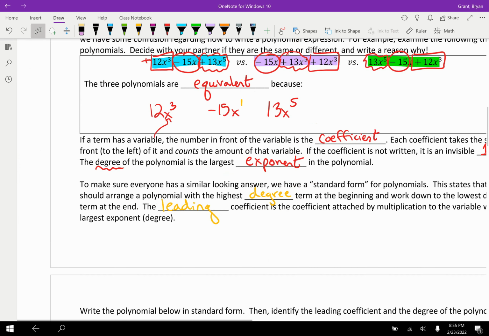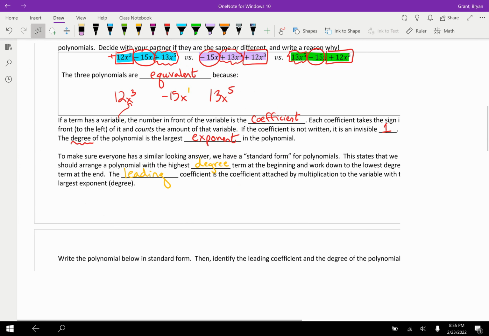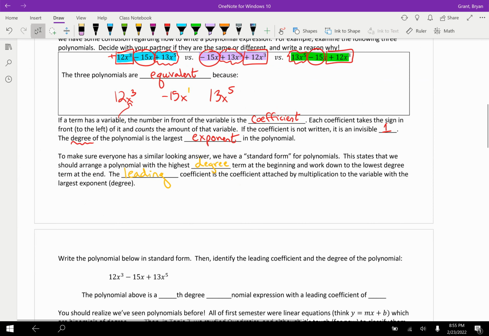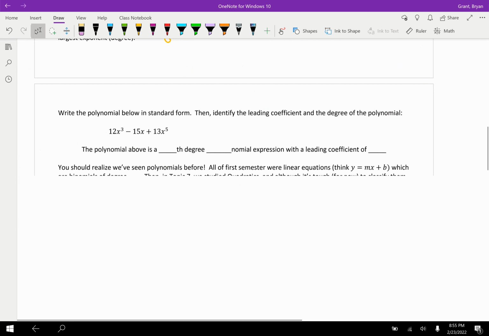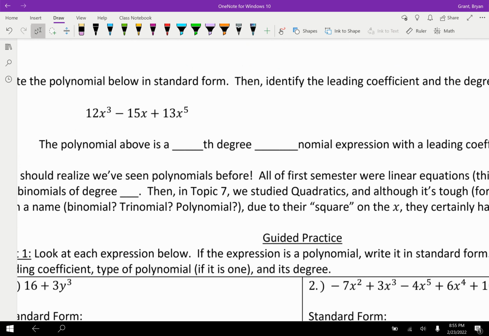Now that we have that down, let's go ahead and actually work that same example and see if we can put it into standard form. Here was one of those that we saw on the previous page, 12x cubed minus 15x plus 13x to the fifth. This is not in standard form right now, because the largest exponent isn't at the beginning, so we definitely need to reorder this. We do that by writing the largest exponent term first, which is 13x to the fifth.